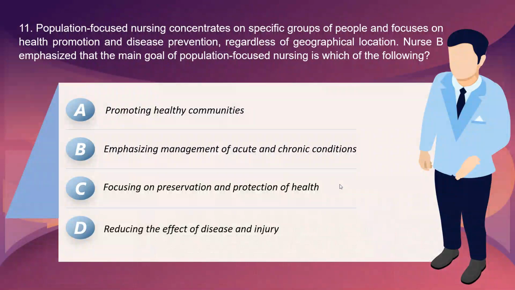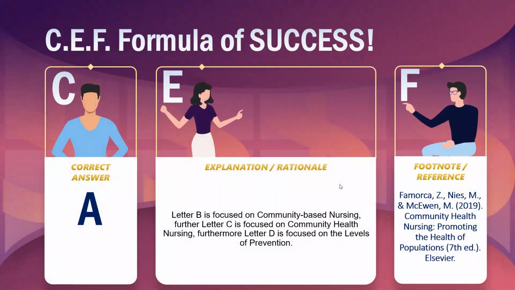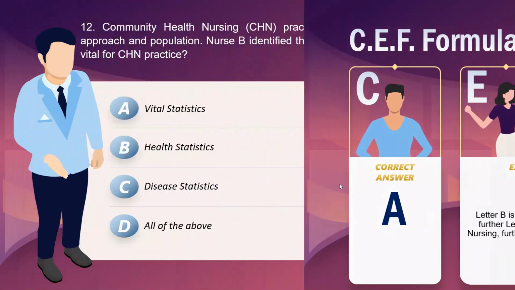11. Population-focused nursing concentrates on specific groups of people and focuses on health promotion and disease prevention, regardless of geographical location. Nurse B emphasized that the main goal of population-focused nursing is which of the following: A. Promoting healthy communities. B. Emphasizing management of acute and chronic conditions. Letter C. Focusing on preservation and protection of health. And letter D. Reducing the effects of disease and infirmity. So the best answer here is letter A, because letter B is focused on community-based nursing, letter C is community health nursing, and letter D is focused on the levels of prevention. Number 11 is letter A.